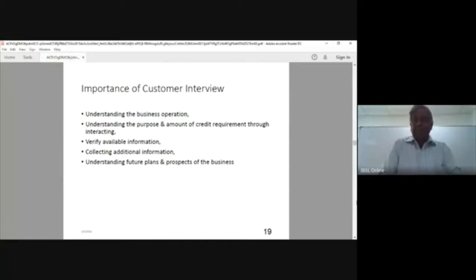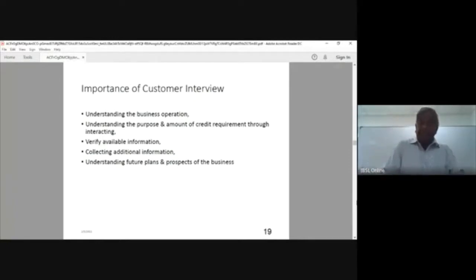Understanding the business operation: by discussing with the customer, you can understand how he is operating the business. Understanding the purpose and amount of credit requirement through interacting: while discussing one by one, you can really understand what the purpose is and what amount is required by the customer. It may already be there in the application, the project reports and various other reports, but now you are interacting with him, you see whether it is correct or not, or whether you can reduce it.